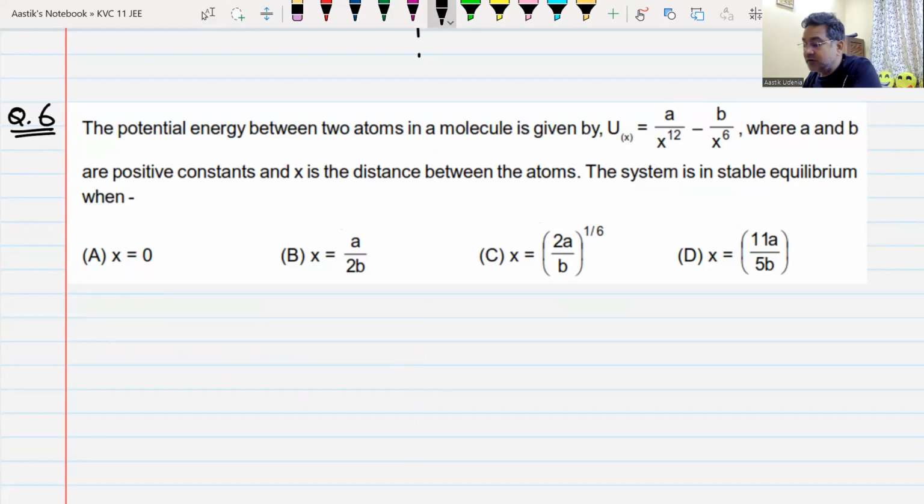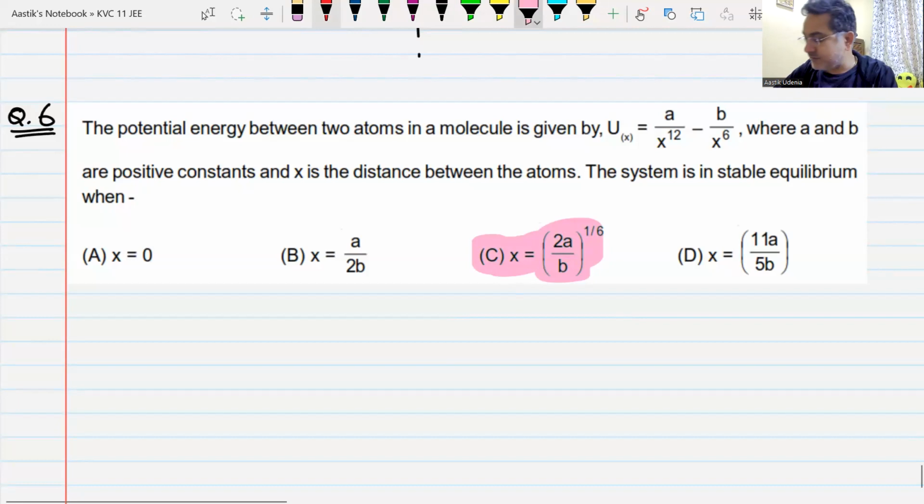It's a simple one. The potential energy between two atoms in a molecule is given by this equation, where A and B are positive constants and x is the distance between the atoms. It is given that the system is in stable equilibrium. When is the system in stable equilibrium? I'll give you 2 minutes to get me the answer. Yes, option C is the correct option.